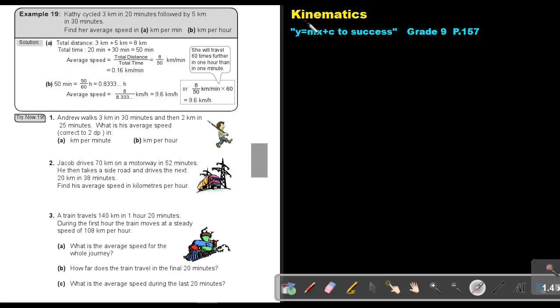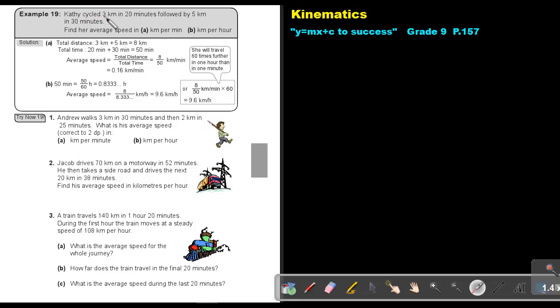Part 15. We are going to continue with kinematics. You will find this on page 157 in the Namibian Mathematics Grade 9 textbook, y equals mx plus c to success. Let's look at example 19.